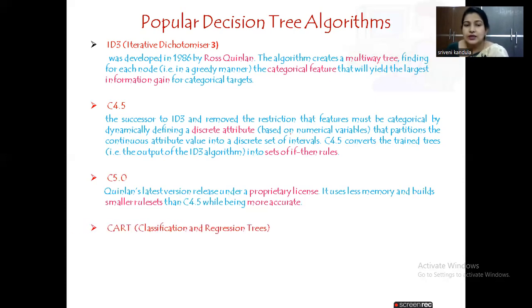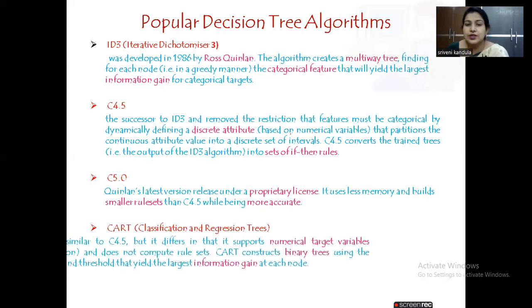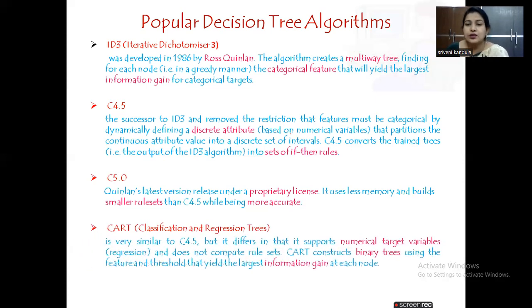Then we have CART, which stands for classification and regression trees. This is applicable for regression problems, so numerical target variables are required, and it constructs binary trees using the information gain again. But here it works on continuous values. In regression we always work with continuous values, whereas in classification we work with discrete values.